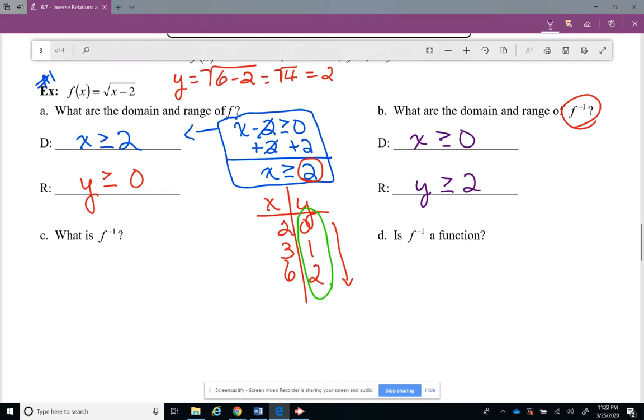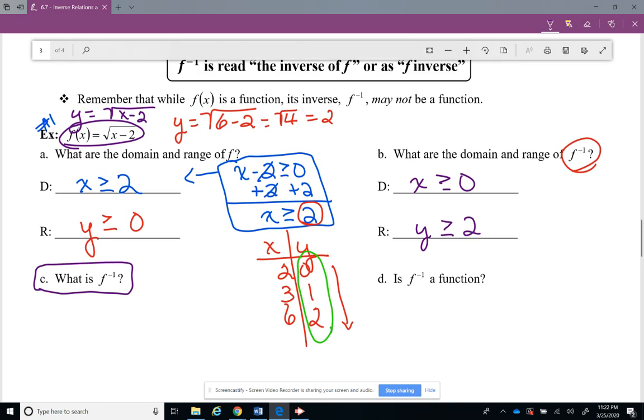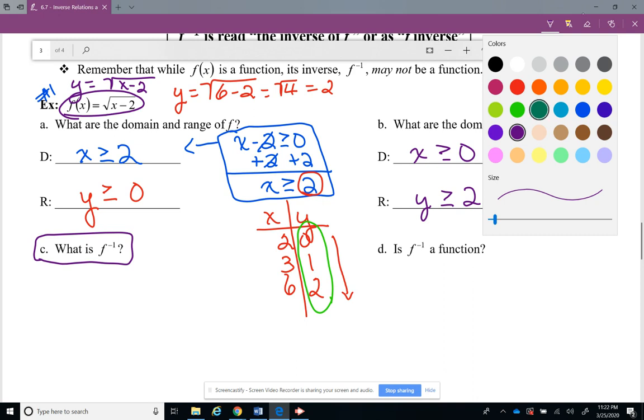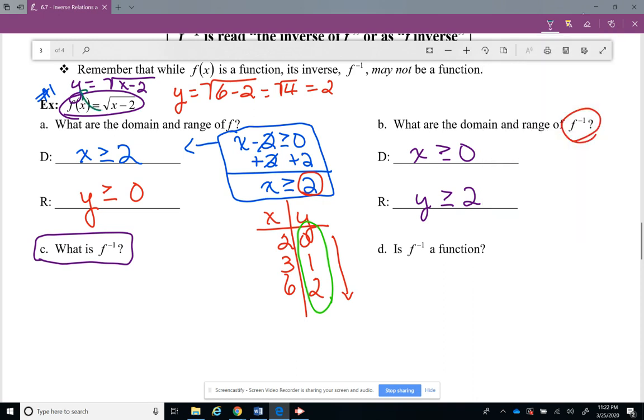All right, what is the inverse of f? Let's see. We're going to take this right here, and I want you to remember that this is really y equals the square root of x minus 2. So down here for letter C, when it says, what is f inverse? Remember, we have to switch the x and the y. Let me do this in green. So I'm literally switching the x and the y. So I'm putting the x where the y is, equals the square root, and I'm putting the y where the x is. Okay, well that's good, but we have to solve for y.